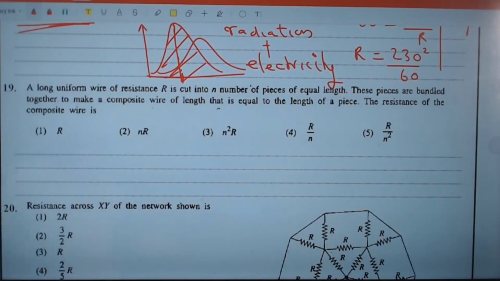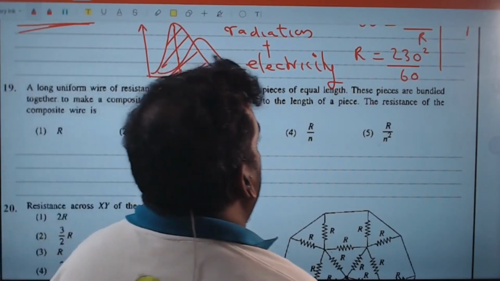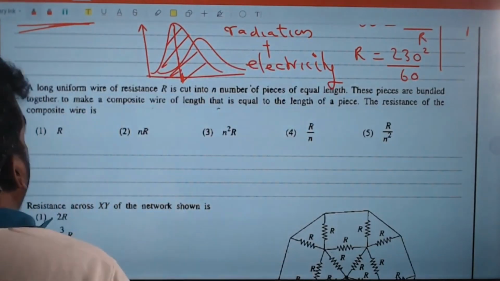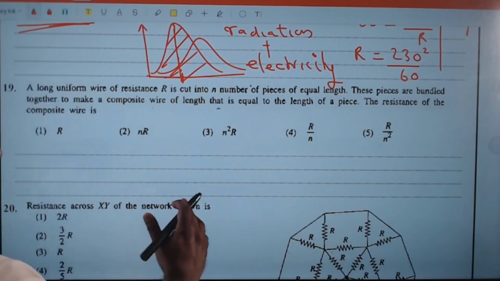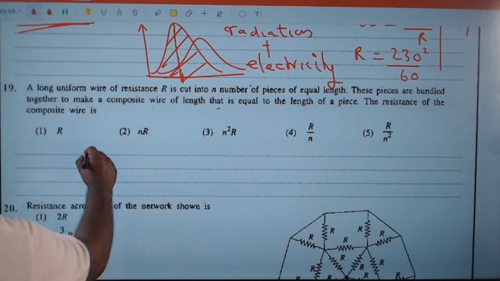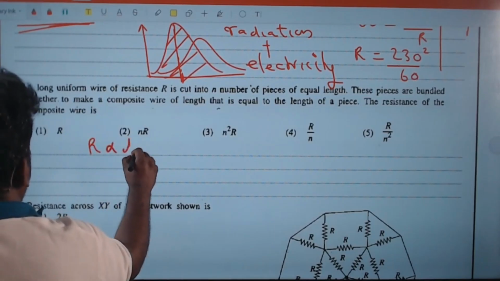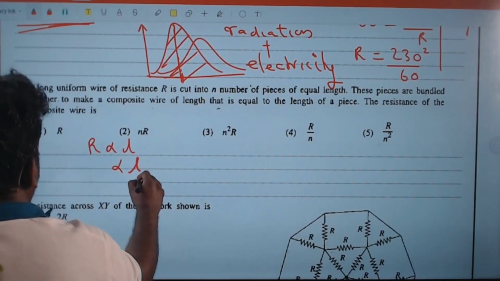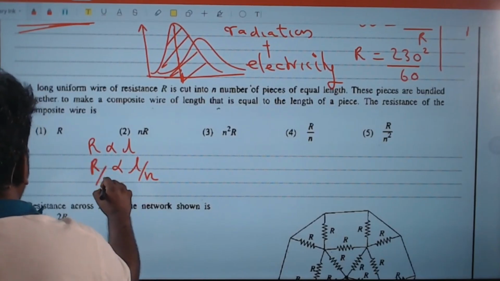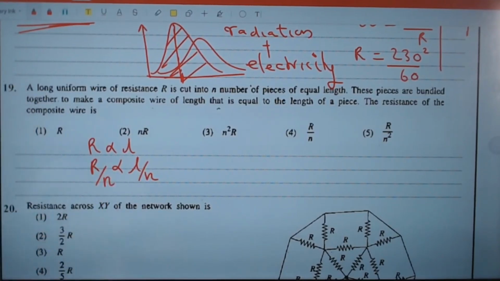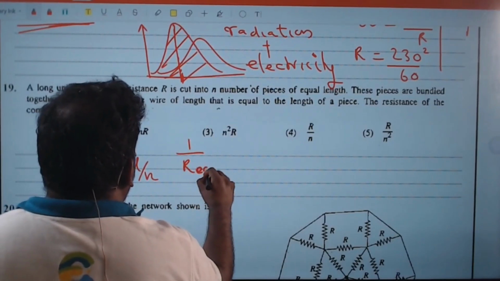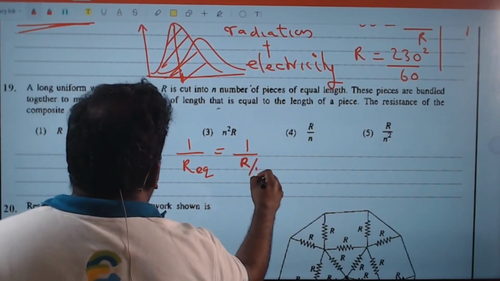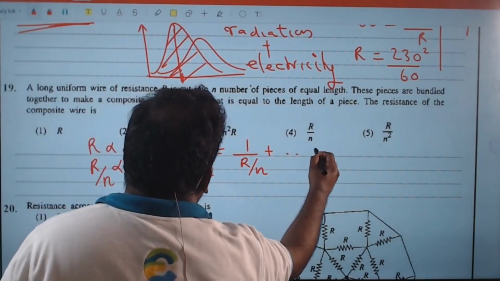A long uniform resistance is cut into n numbers of equal length. These pieces are bundled together to make a composite wire of length equal to a single length. So resistors are in parallel. Resistance is proportional to L. If I cut into n number of parts, resistance also becomes R over N. So 1 over R equivalent is 1 over R over N, times N.